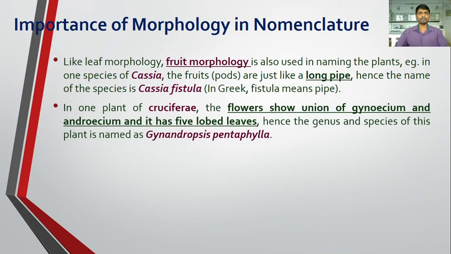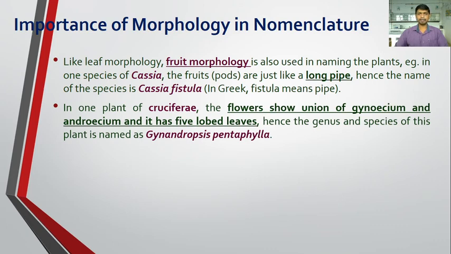In one plant of crucifers, the flowers show union of gynoecium and androecium. So this is one of the special morphological characters, where there is a union of gynoecium and androecium in the flowers, and it has 5 lobed leaves. So two characters have been considered: 5 lobed leaves, and the union of gynoecium and androecium in the flower. So the name of the genus and species for this plant is Gynandropsis pentaphylla. Gynandropsis is based on the union of gynoecium and androecium.